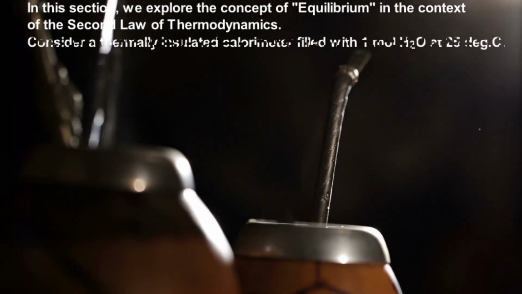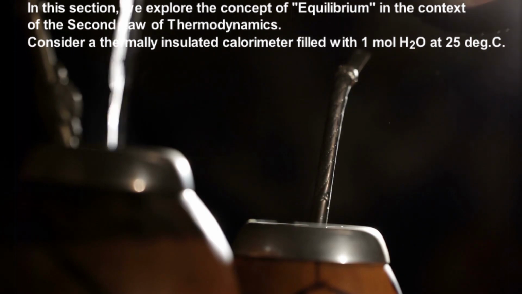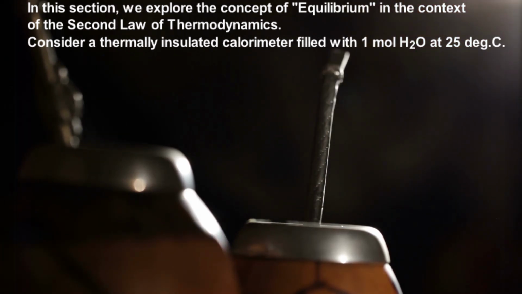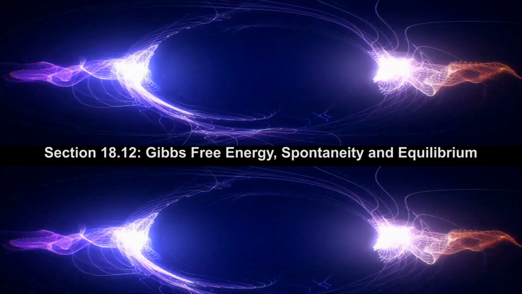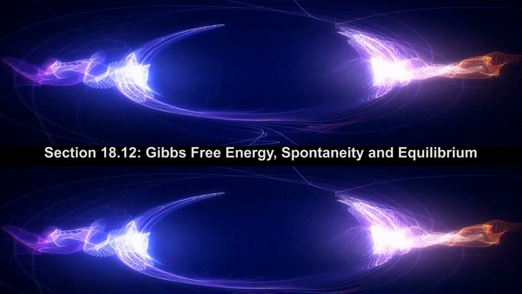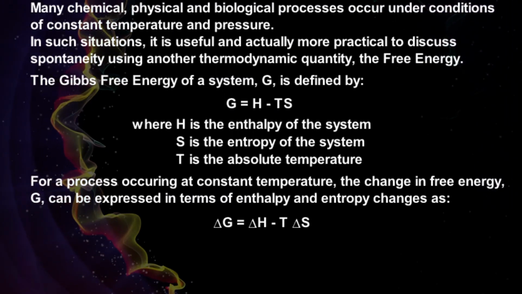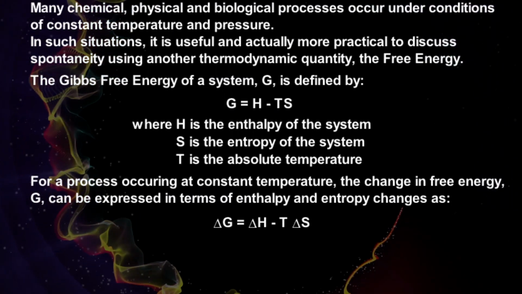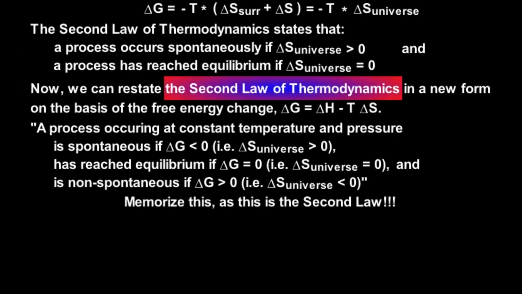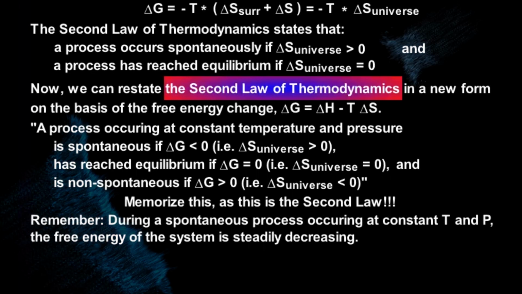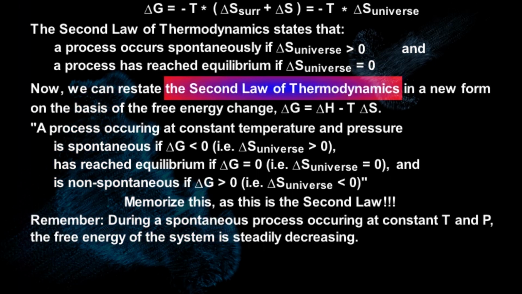Note, this section could pose difficulties, as one needs to know a few concepts covered in Chapter 6. In section 18.12, Gibbs free energy, spontaneity, and equilibrium is introduced. Remember, Gibbs free energy is another way to determine the spontaneity of a chemical reaction, and is another way to define the second law of thermodynamics.